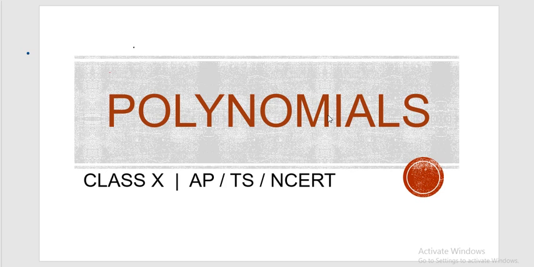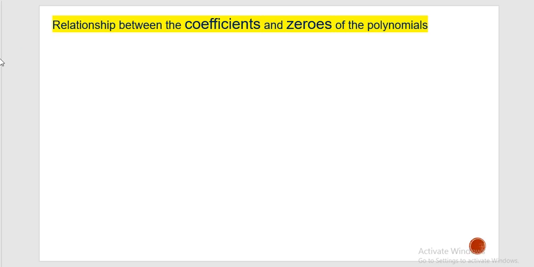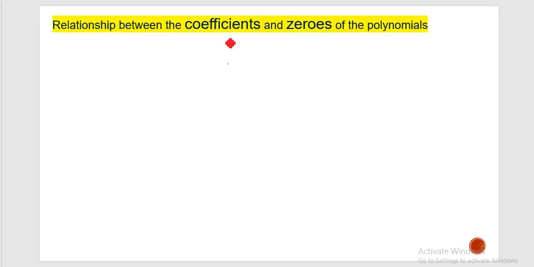So today in this video we are going to discuss part 3 of polynomials, in which we are going to discuss the relationship between the coefficients and the zeros of the polynomials. We are going to discuss the zeros and the coefficients. What is the relationship between the coefficients and the zeros of the given polynomials? Now let us see how they are interrelated with each other.